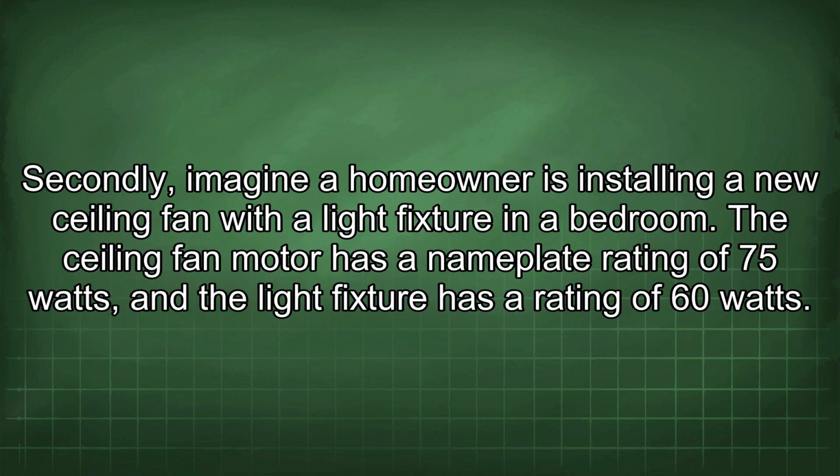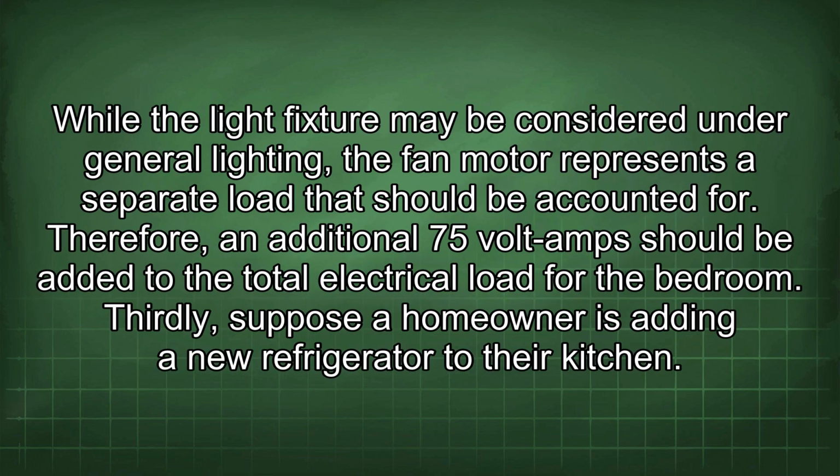Secondly, imagine a homeowner is installing a new ceiling fan with a light fixture in a bedroom. The ceiling fan motor has a nameplate rating of 75 watts, and the light fixture has a rating of 60 watts. While the light fixture may be considered under general lighting, the fan motor represents a separate load that should be accounted for. Therefore, an additional 75 volt amps should be added to the total electrical load for the bedroom.